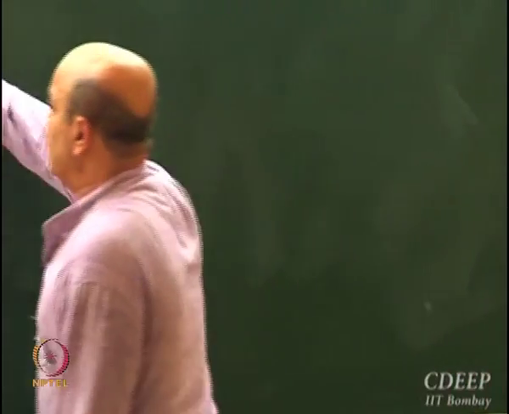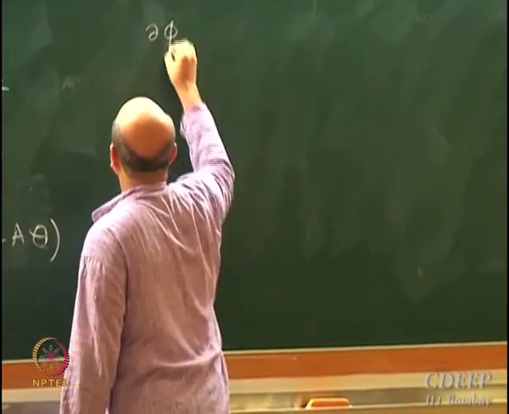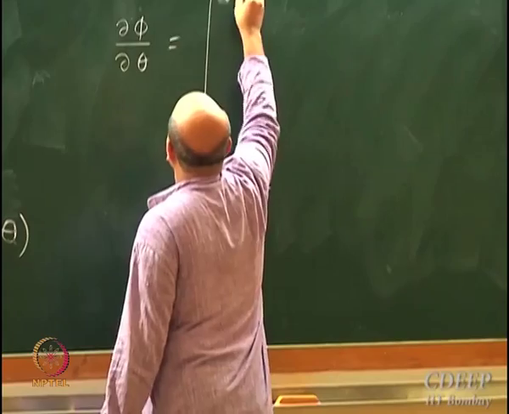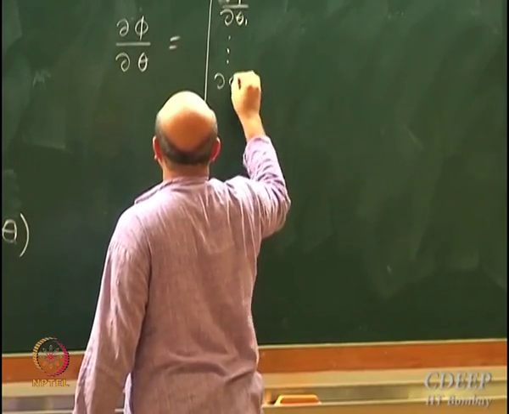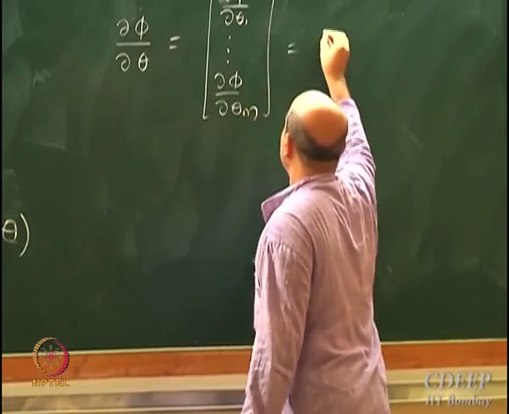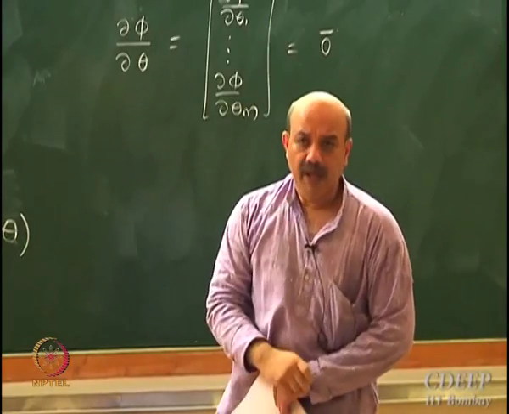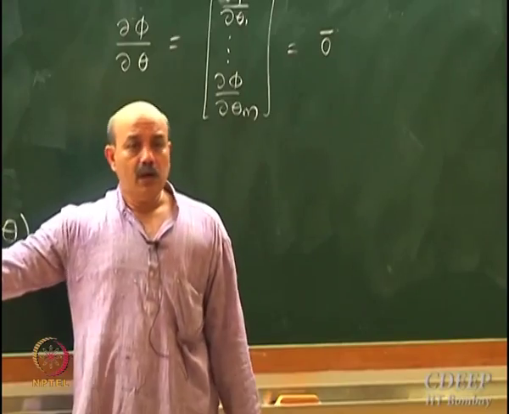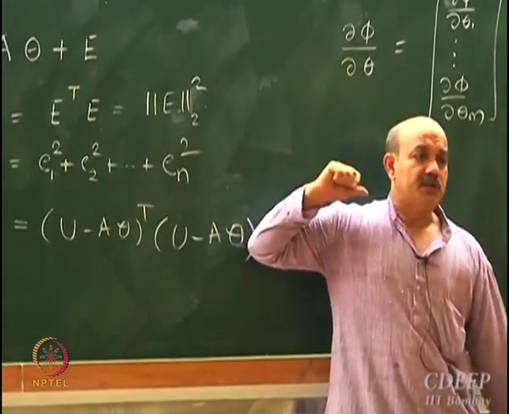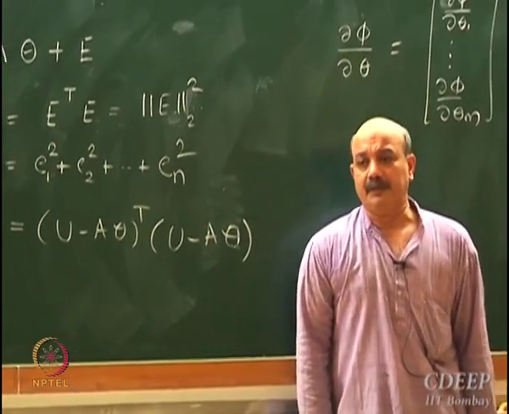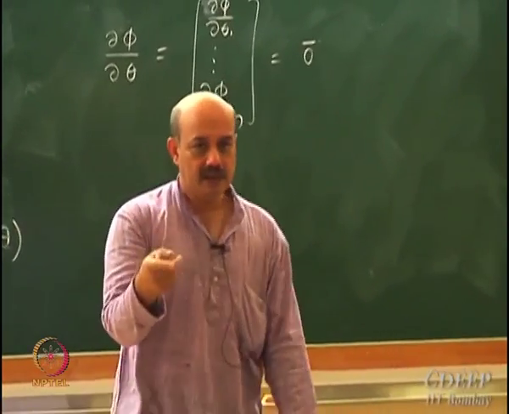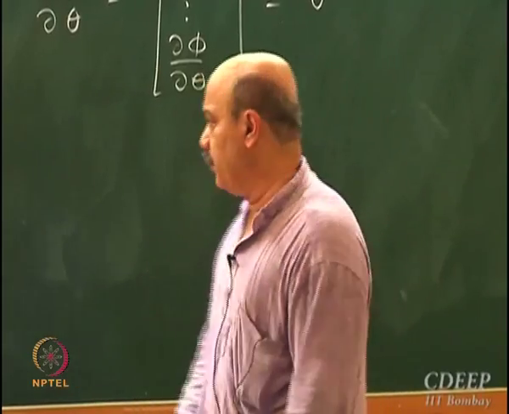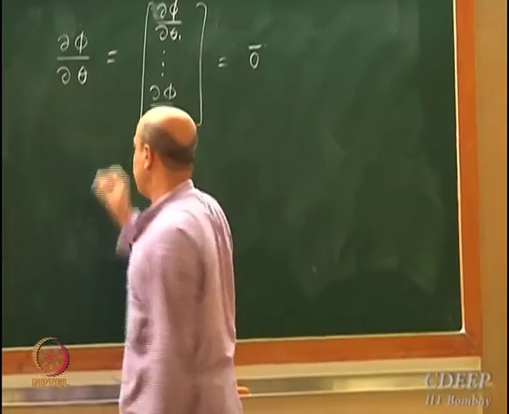Okay. So what I want to find out is dou phi by dou theta, which is dou phi by dou theta 1 to dou phi by dou theta m, and this should be equal to the 0 vector. Now I need to know how to differentiate. This is a function of a vector which maps into a scalar. We know how to differentiate with respect to a scalar, right? So how do I differentiate with respect to a vector? I'm just going to state the rules. You can derive them, they are not so difficult to derive. You need to be a little patient and do your algebra correctly.